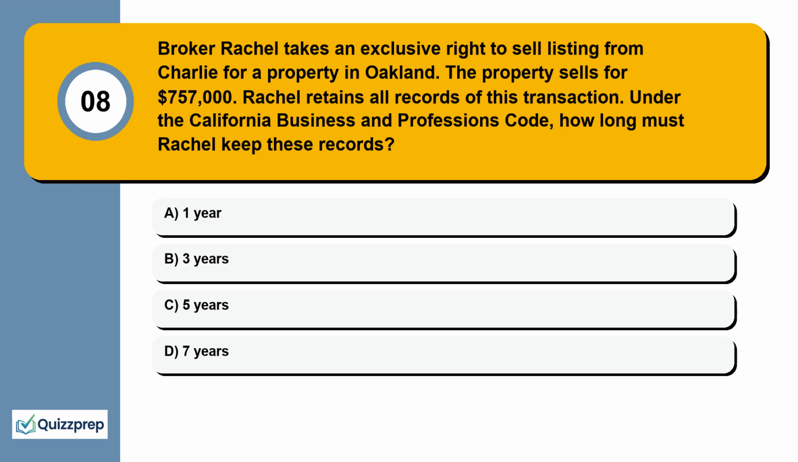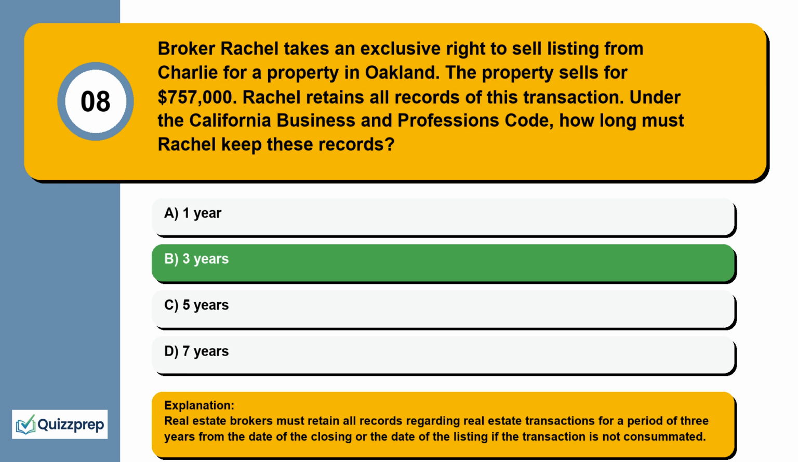Question 8. Broker Rachel takes an exclusive right to sell listing from Charlie for a property in Oakland. The property sells for $757,000. Rachel retains all records of this transaction. Under the California Business and Professions Code, how long must Rachel keep these records? 1 year, 3 years, 5 years, 7 years.